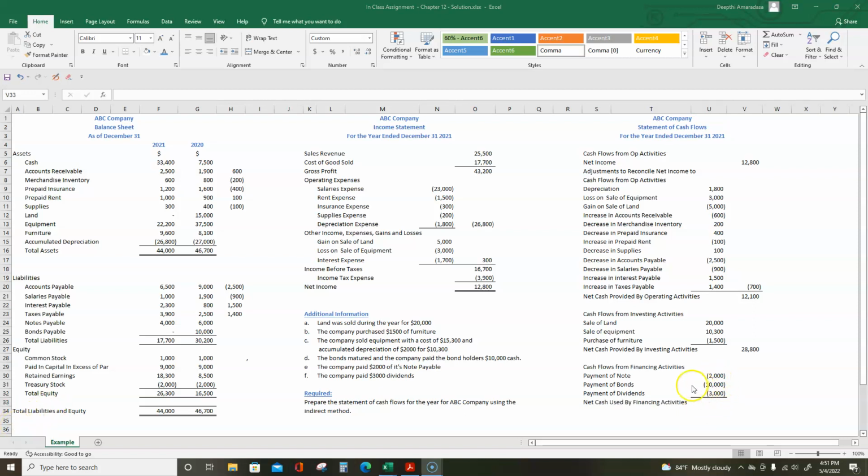In this case, everything was outflows, so I'm going to say this is net cash used by financing activities. In the previous two cases, it was money coming in or net inflow, so we called it cash provided by operating activities or cash provided by investing activities. But here it's going to be net cash used by financing activities. Let's get a total.